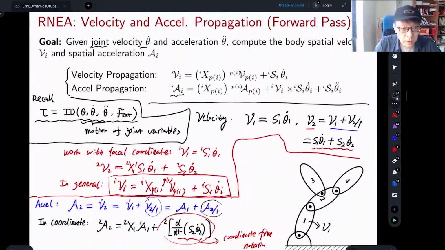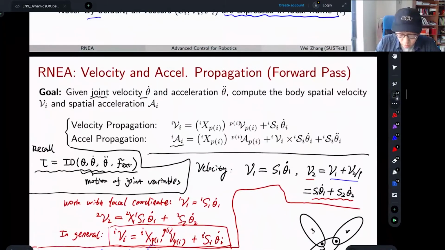Okay, let's continue the discussion. The forward path just involves these two formulas. This one propagates the velocity of its body, and the other one propagates the acceleration of its body. The acceleration has some tricky parts that I think spatial algebra makes much simpler already, but it may still take you some effort to truly understand it. What we're essentially doing is that given the motion of joints, we already computed the motion of its body. The motion includes velocity and acceleration.